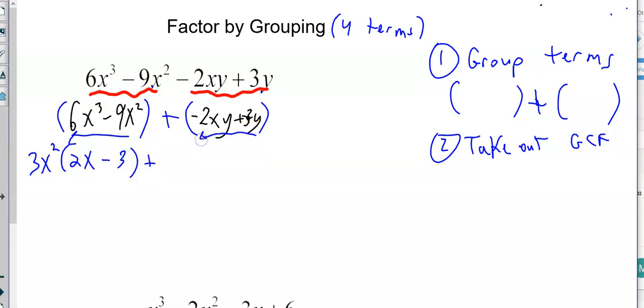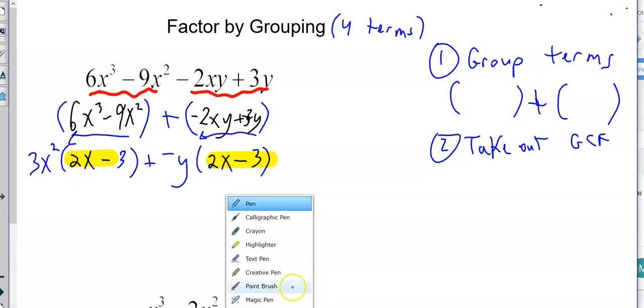Now be careful. Remember, we never want a leading coefficient that's negative, so I don't like that negative. So I'm going to take out a negative, and it looks like a y comes out as well. Negative y times 2x. That was a plus, now it's a minus 3. And what should happen, at least you're hoping happens, is that this and this match. So if that matches, that's a very good sign.